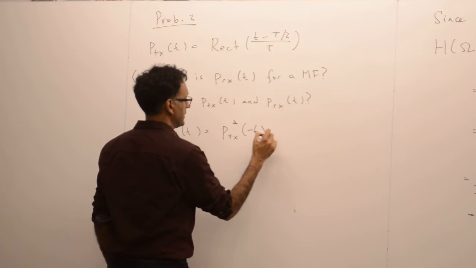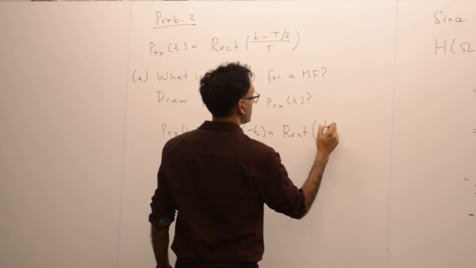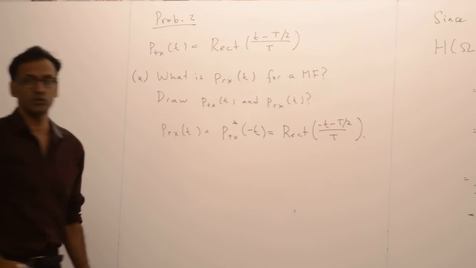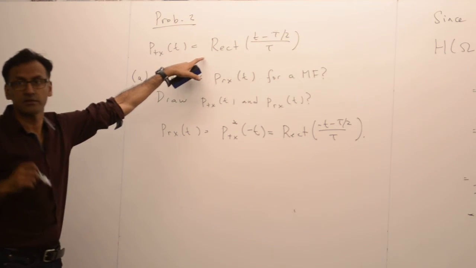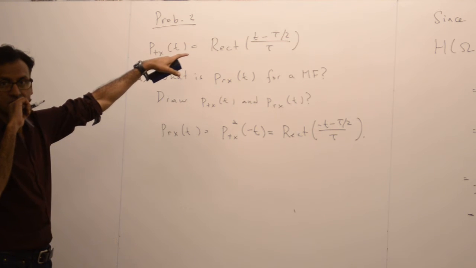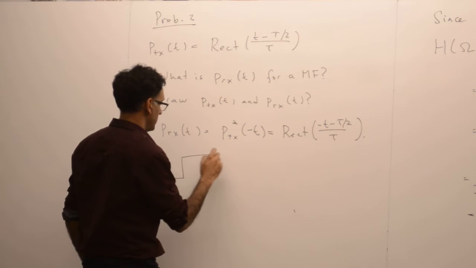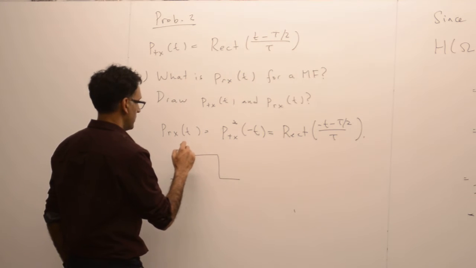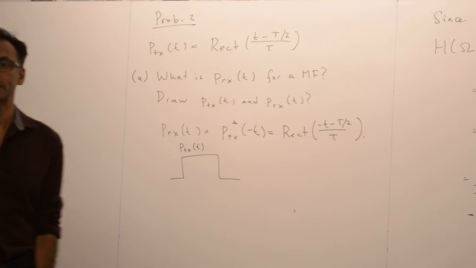star of minus t, which is rect of minus t over 2 over t. I just substitute that minus t. So if I draw this, what does this guy look like? So shifted. But where's it zeroing? So it's a rectangle. So here's PTX.